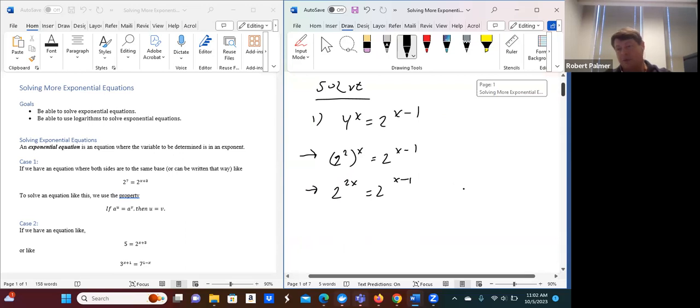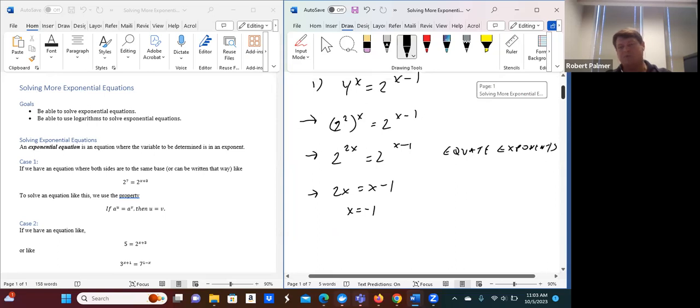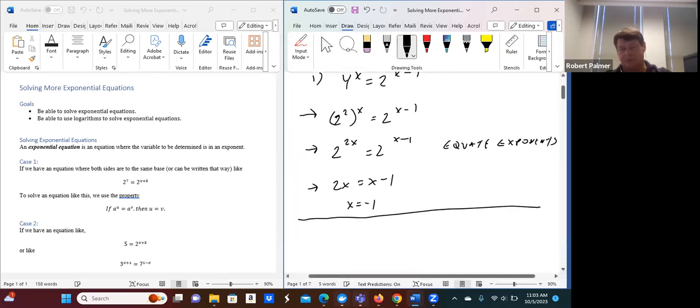Then we just equate the exponents because the bases are equal. And so, of course, that gives us 2x is equal to x minus 1. So subtract x on both sides. That gives us x equals negative 1. And of course, you can always check that, plug that back in, and make sure that's true. Okay. All right, let's take a look at one more similar in concept to that.